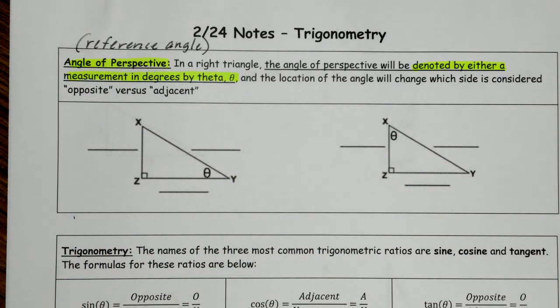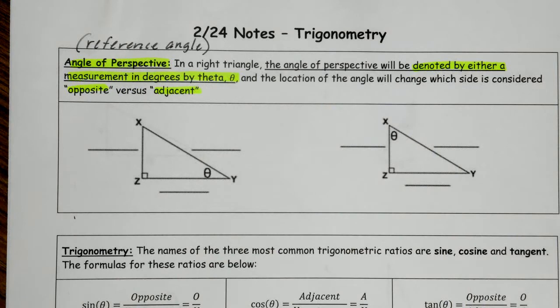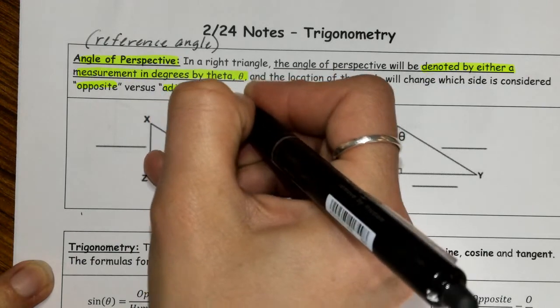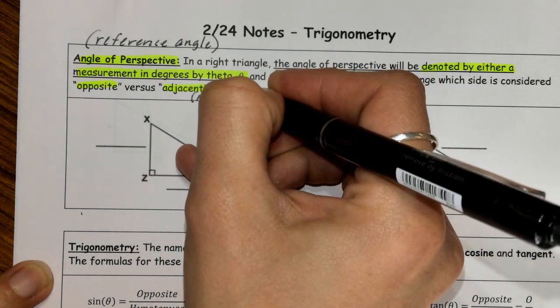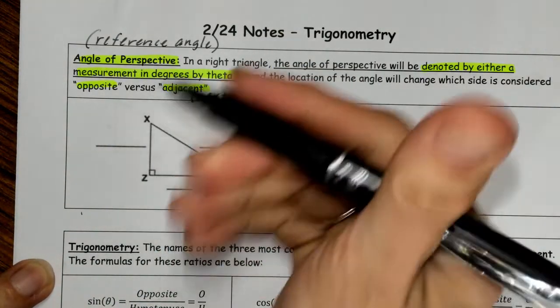It's this little circle with a line through it. You might also see a question mark. You might also see an X. This is going to tell you the location. The location of the angle is going to change which side is considered opposite and adjacent, and that's what we're going to talk about here. Before we move on, we need to remember that adjacent is a vocabulary word in geometry, and it's very, very important. You need to remember this means next to. Adjacent means right next to.